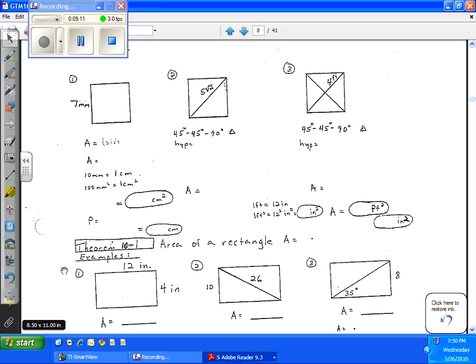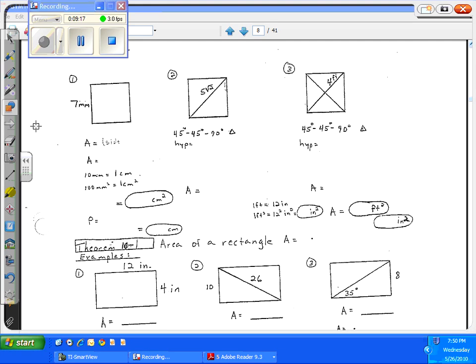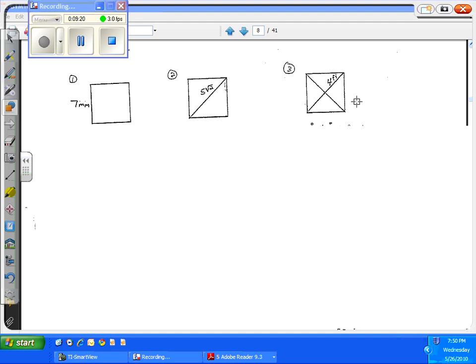Number 3. Number 3 is in feet. We're going to eventually change it to inches and square inches, so we're going to remember those conversions. You're supposed to memorize inches to feet, feet to yards, yards to miles.